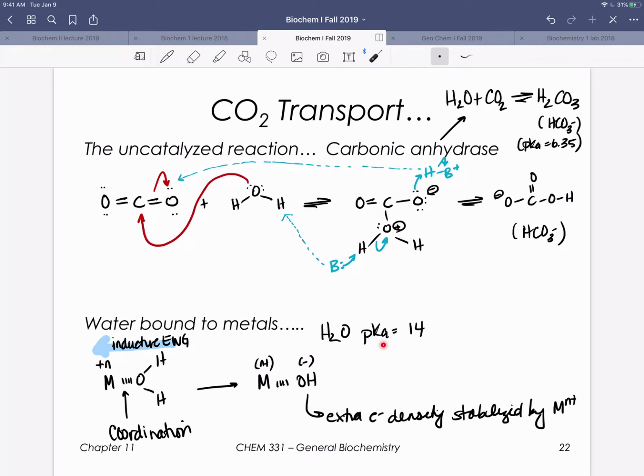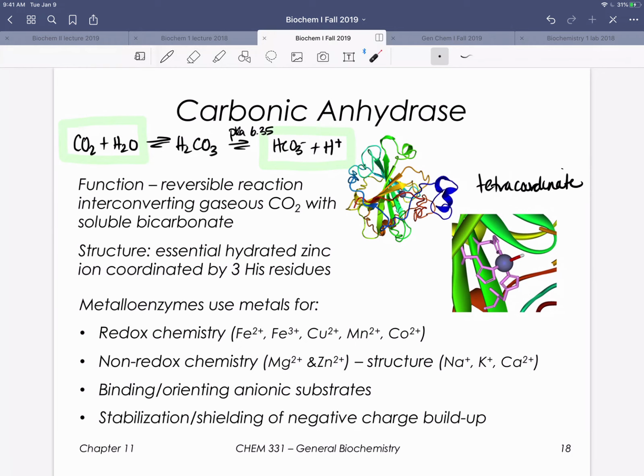So we effectively take a pKa of 14 that we had for water and decrease it such that we make water more acidic, so more of it can live in the hydroxide form at a neutral pH. So that's a really important way that metals can help: they can increase the effective concentration of hydroxide without changing the pH. All right, so let's look at this enzyme active site.